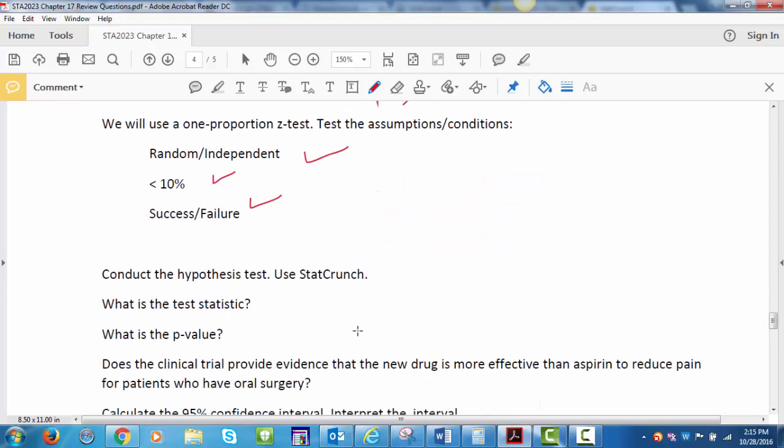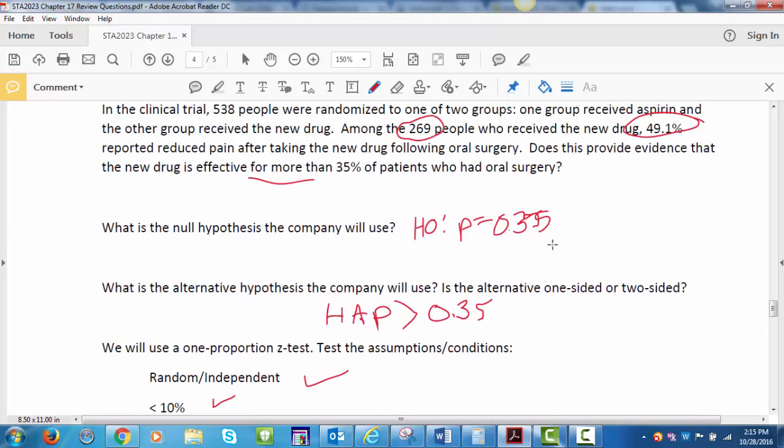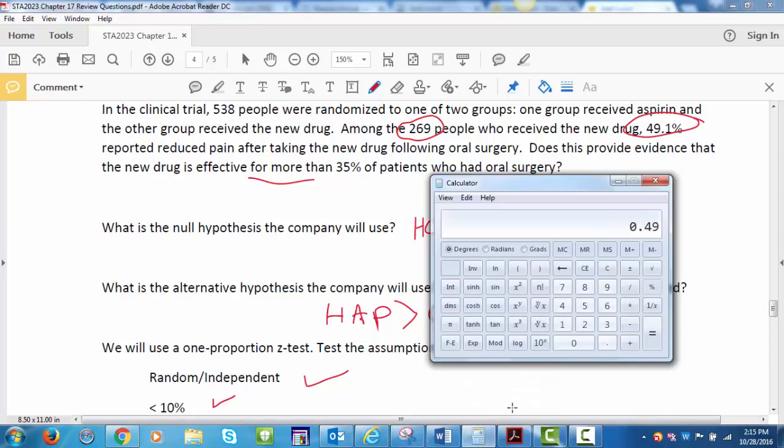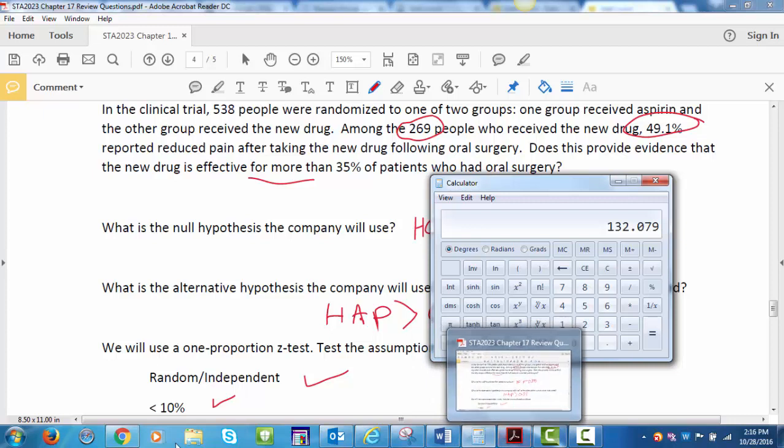All right, so conduct the hypothesis test using StatCrunch. One thing we need for StatCrunch is the successes. So I'm going to do 0.491, the given proportion, times 269 people, and I get 132. If I went back to my success failure check, I realize I multiplied by 239 instead of 269, but I'll still get greater than or equal to 10 for both expected successes and failures. So let's go over to StatCrunch with 132 out of 269.